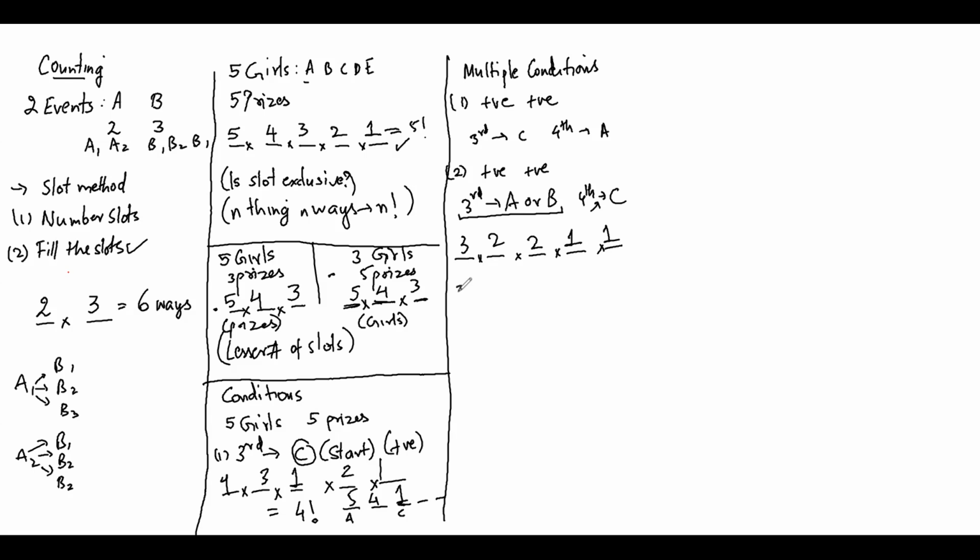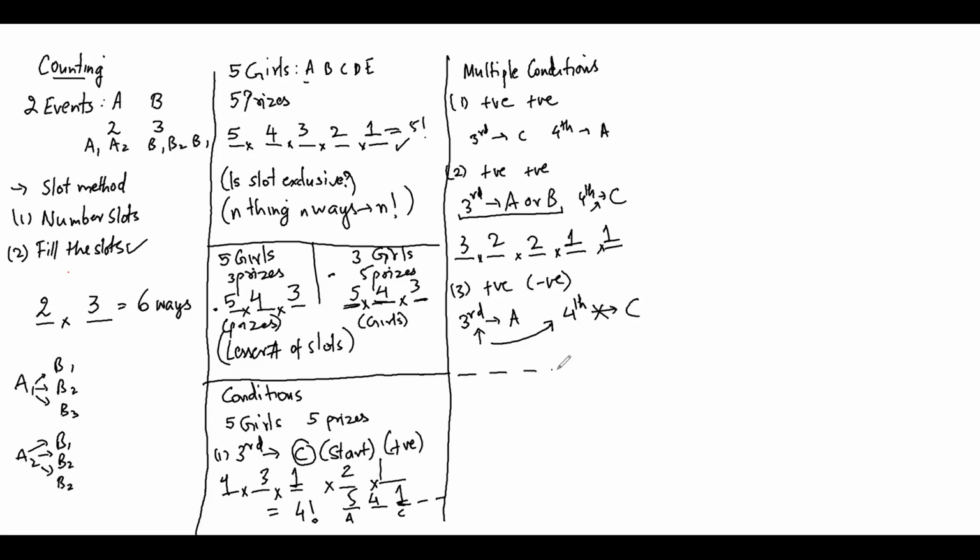Okay. The third complexity is, what if you have a positive condition and a negative condition? The positive condition is that the third prize should go to girl A, and the negative condition is that the fourth prize cannot go to girl C. So this is a negative condition, and this is positive. In here, you will always start with the positive condition first, then go to the negative condition, and then go to all other cases. Because you want to give away whatever is supposed to be given, and then whatever is not supposed to be given, and then the other conditions.